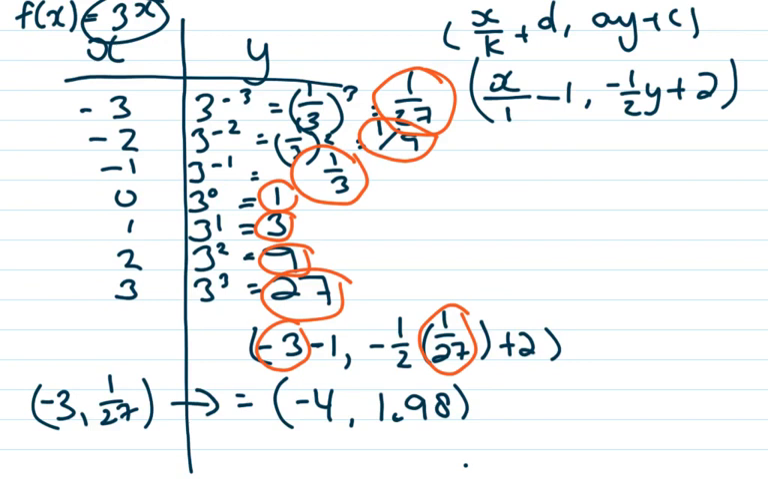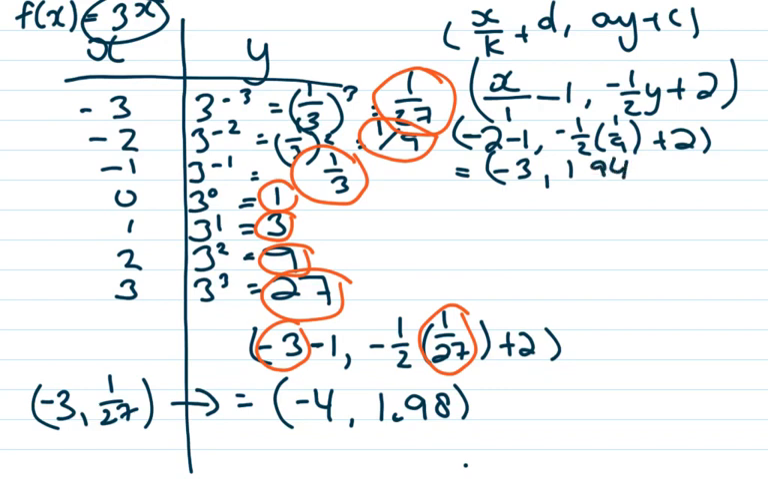So I'll do the next one. I have negative 2 minus 1, negative 1/2 times 1/9 plus 2 equals negative 3. That would be negative 1 over 18 plus 2, which is positive 1.94. So that's the second one there. And then so on. So you would continue to do these, and these are the numbers that you will get.